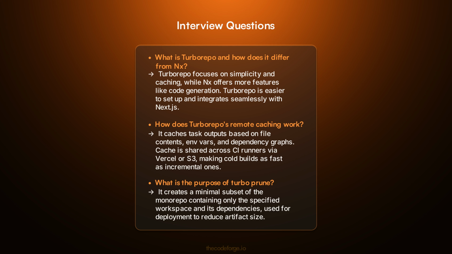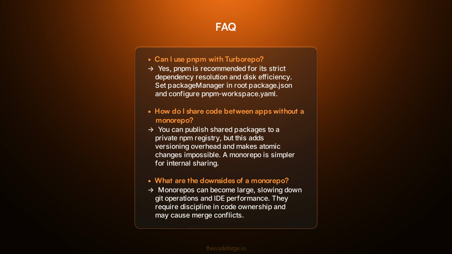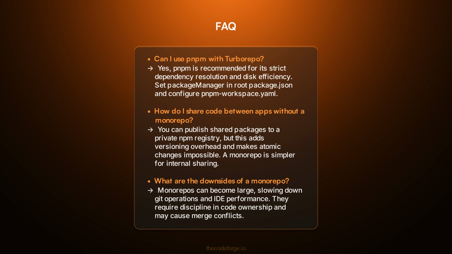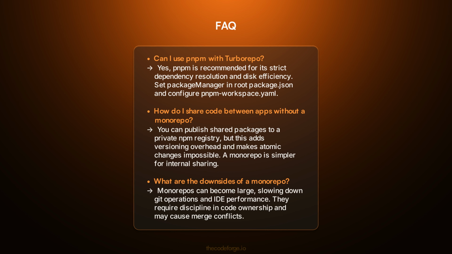What is the purpose of Turbo Prune? It creates a minimal subset of the monorepo containing only the specified workspace and its dependencies, used for deployment to reduce artifact size. And a few frequently asked questions. Can I use pnpm with Turborepo? Yes, pnpm is recommended for its strict dependency resolution and disk efficiency. Set packageManager in the root package.json, and configure pnpm-workspace.yaml.